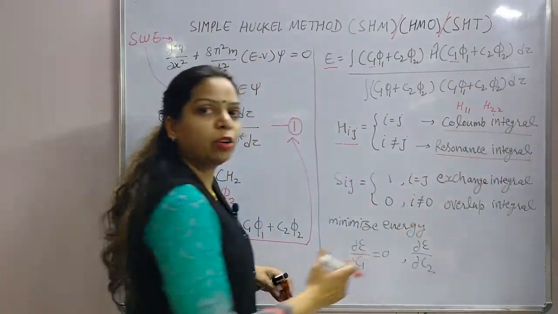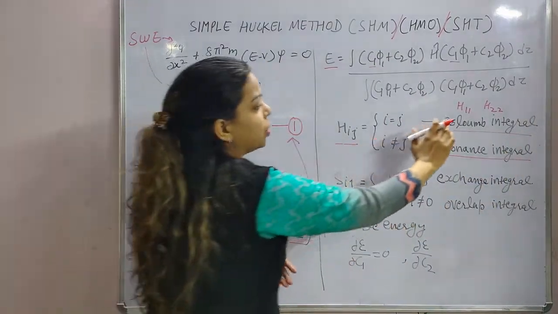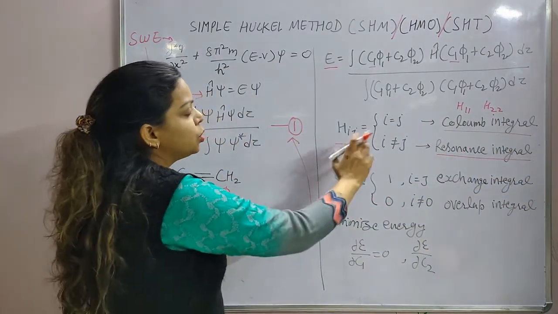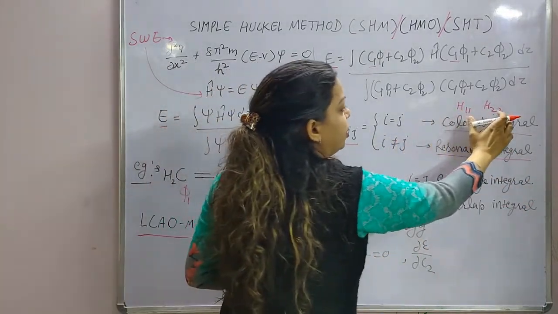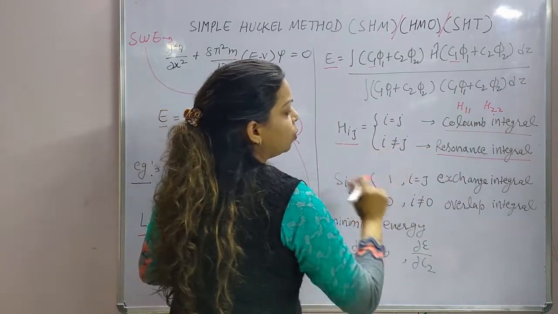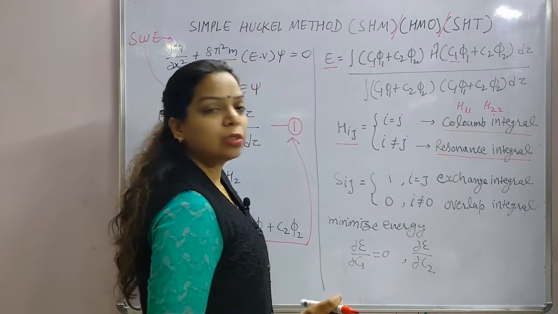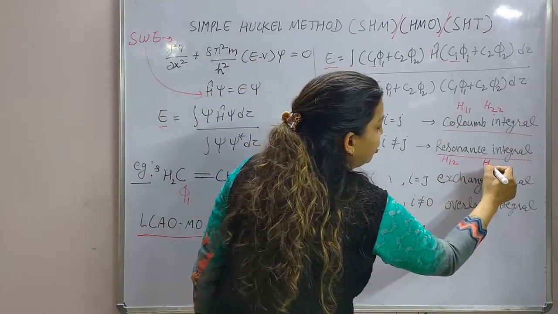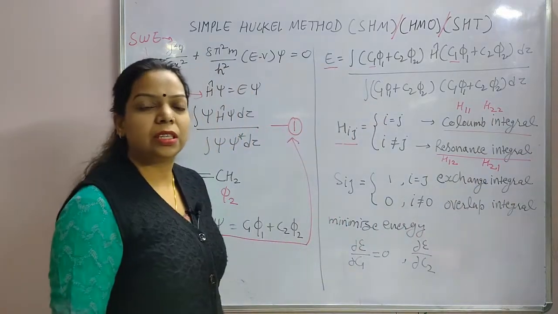As the number of atomic orbitals increases, the number of these Coulomb integrals and resonance integrals will also increase. So we have H11 and H22 when i is equal to j. When i is not equal to j, those are called resonance integrals. It means H12 and H21 both are resonance integrals.